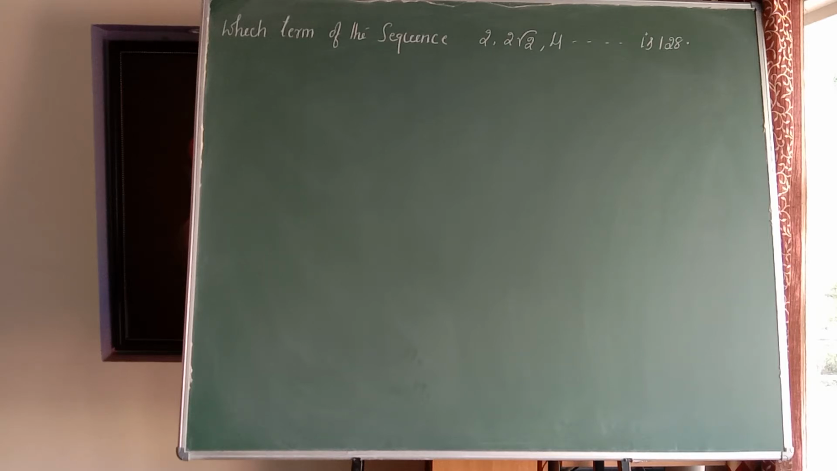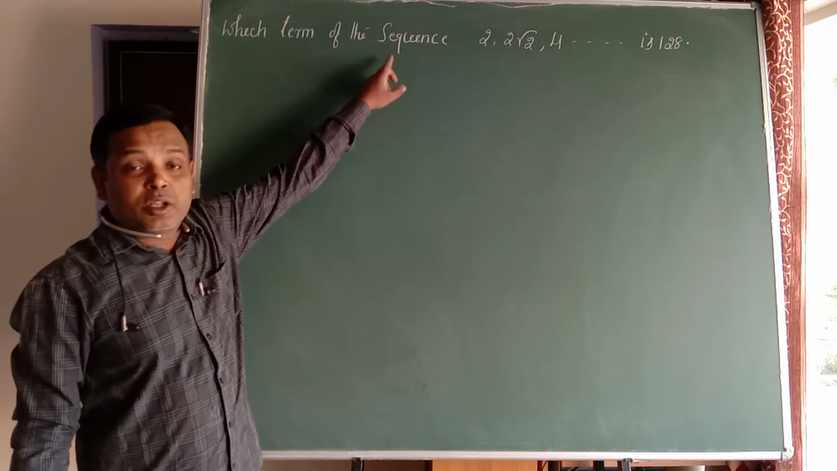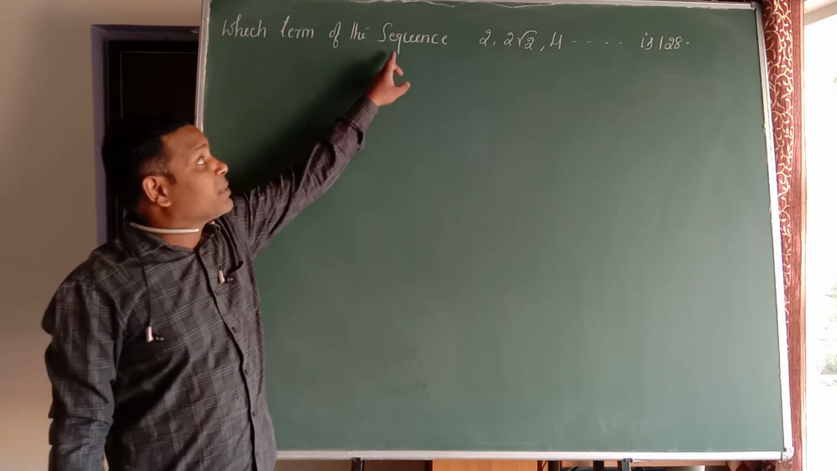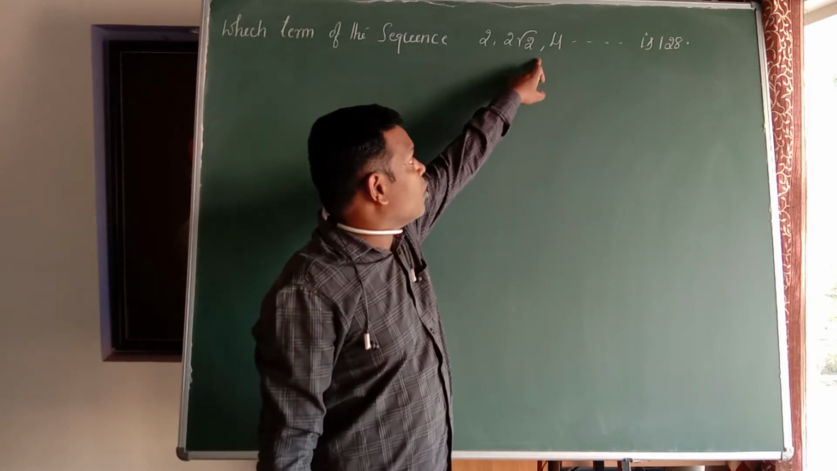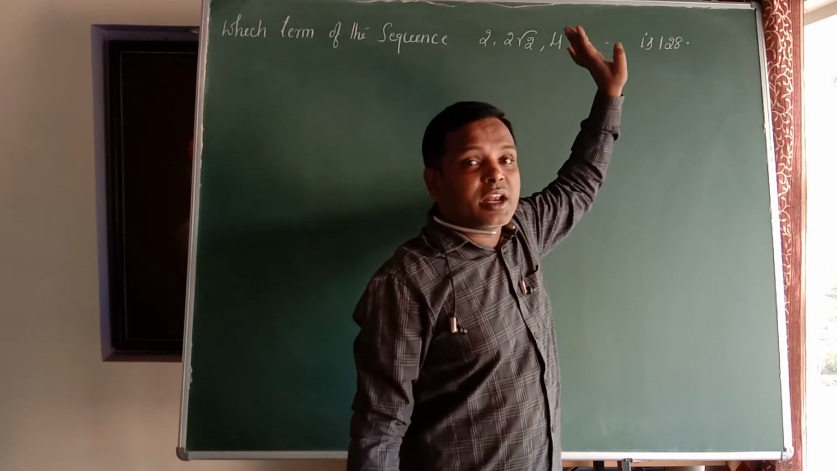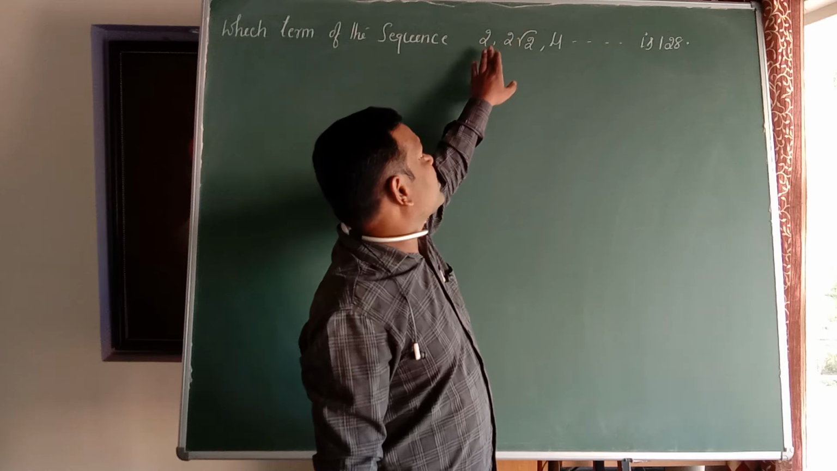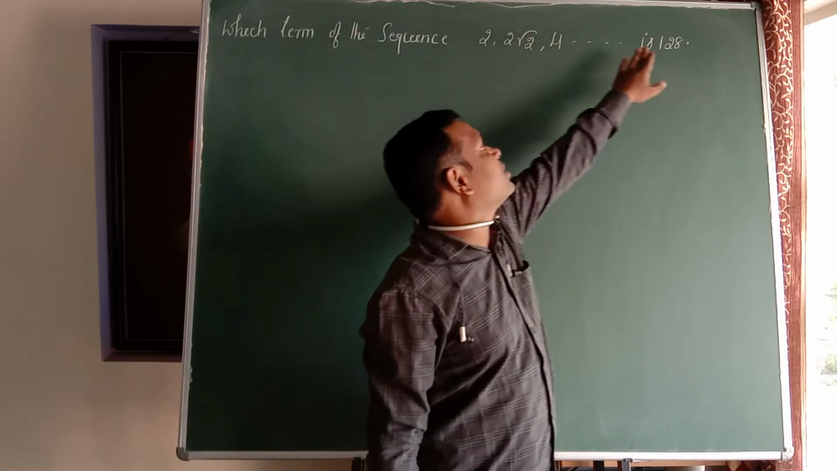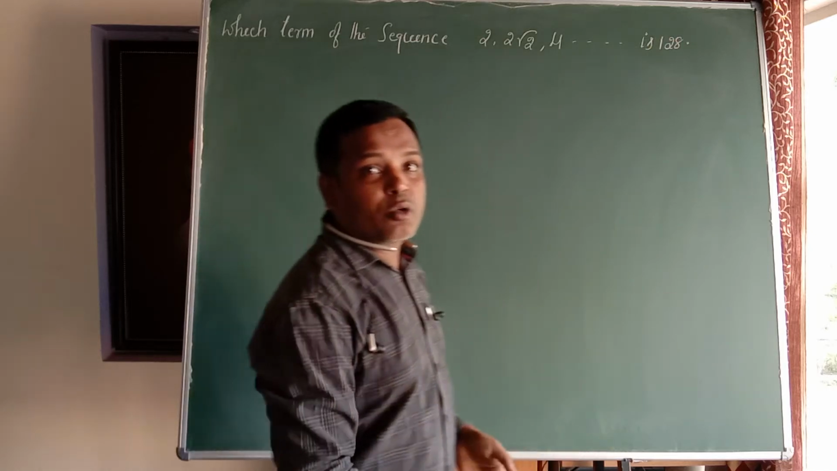Okay, look at this very beautiful question. What is the question here? Which term of the sequence 2 root 2, 4, and so on is 128? Which term is 128 is the question. So the first term is 2 and the last term is 128. Which term becomes 128 is our question.